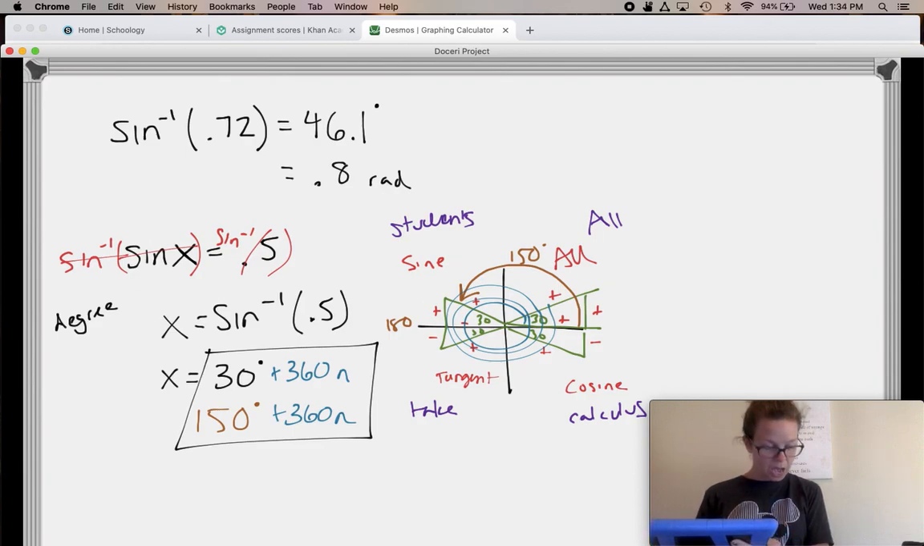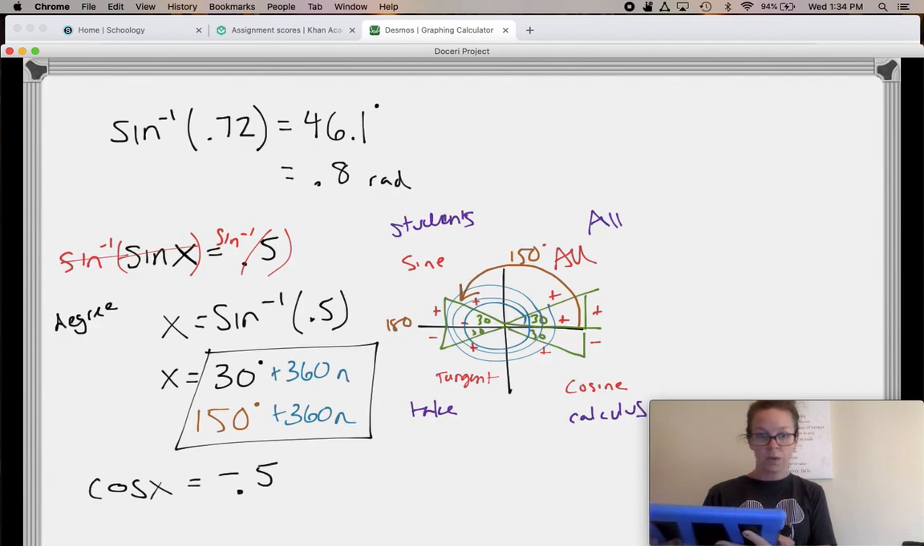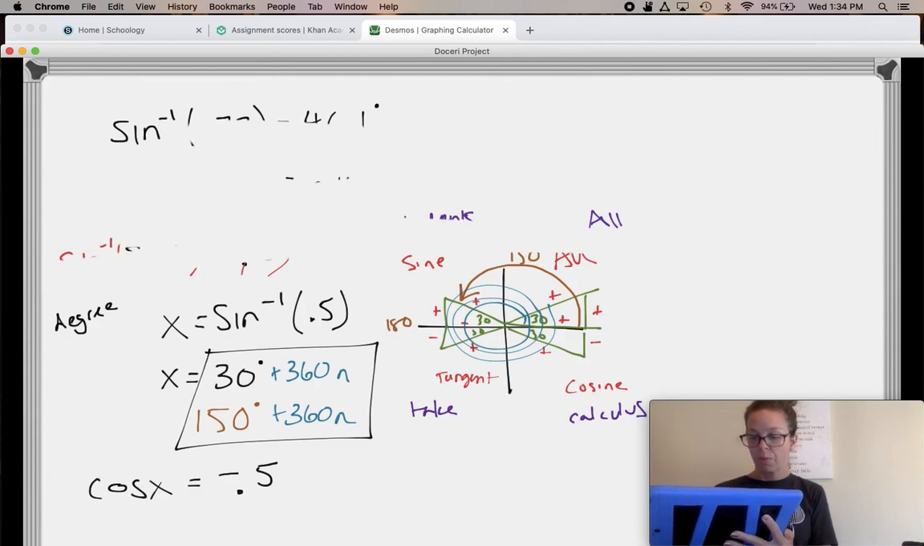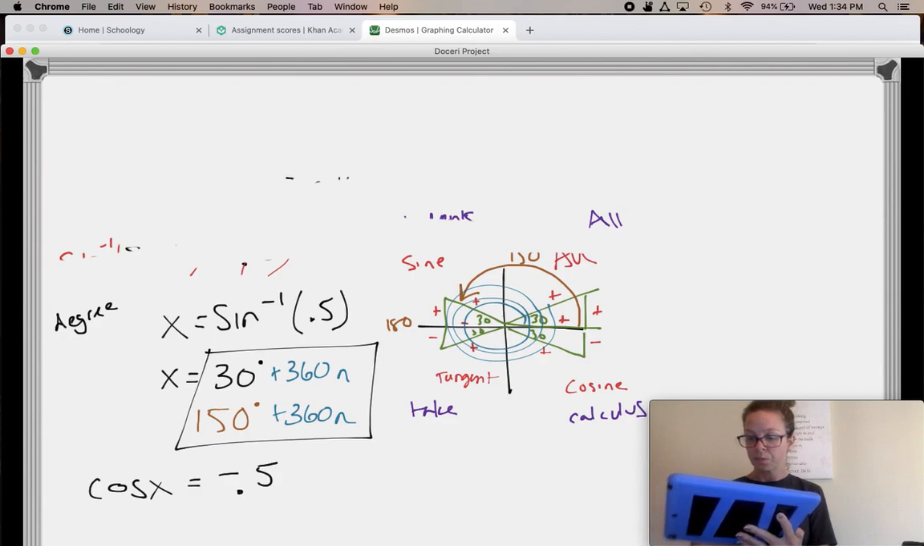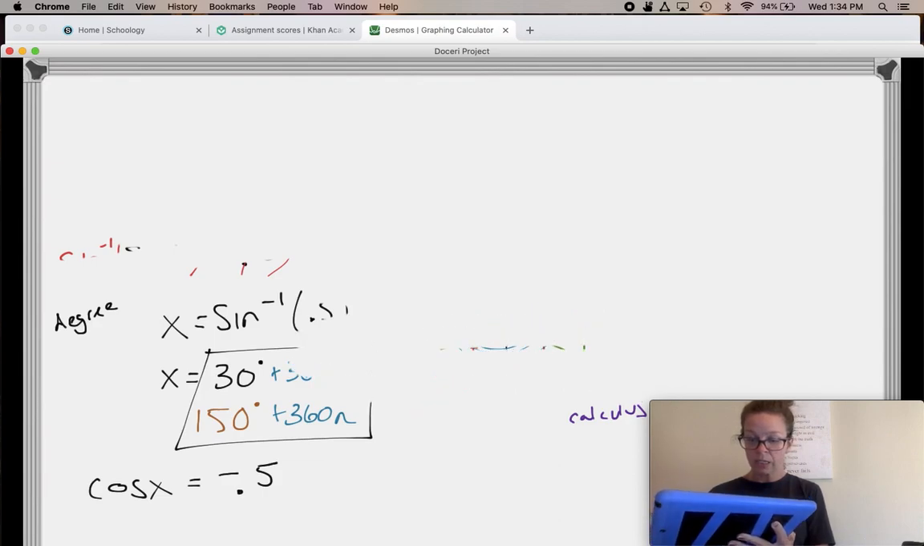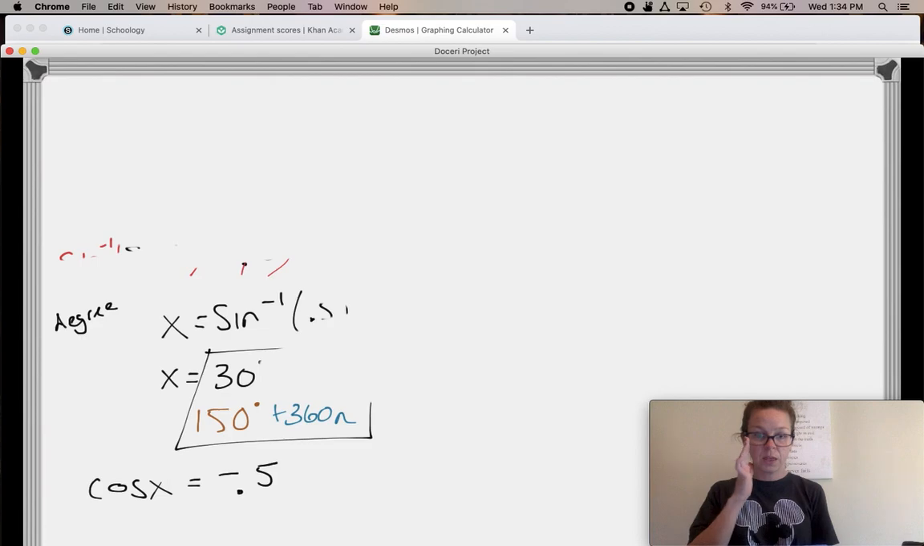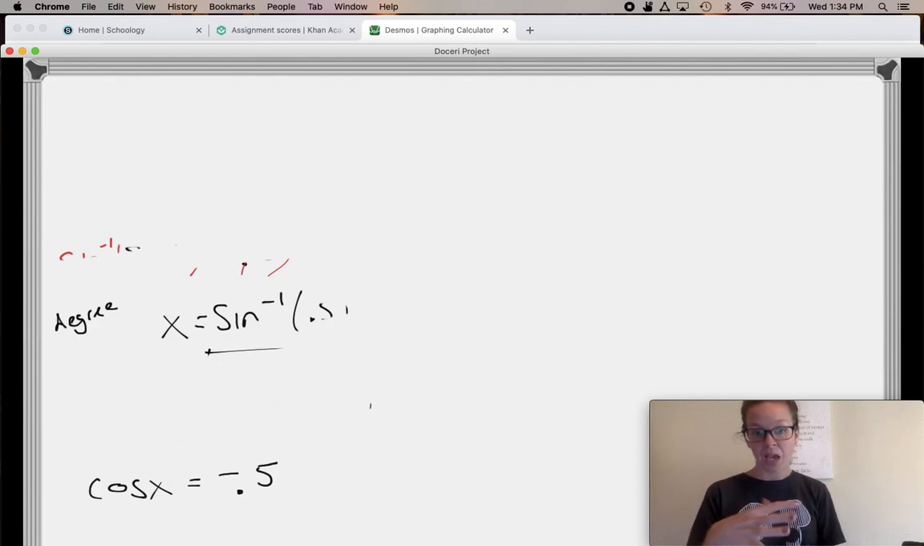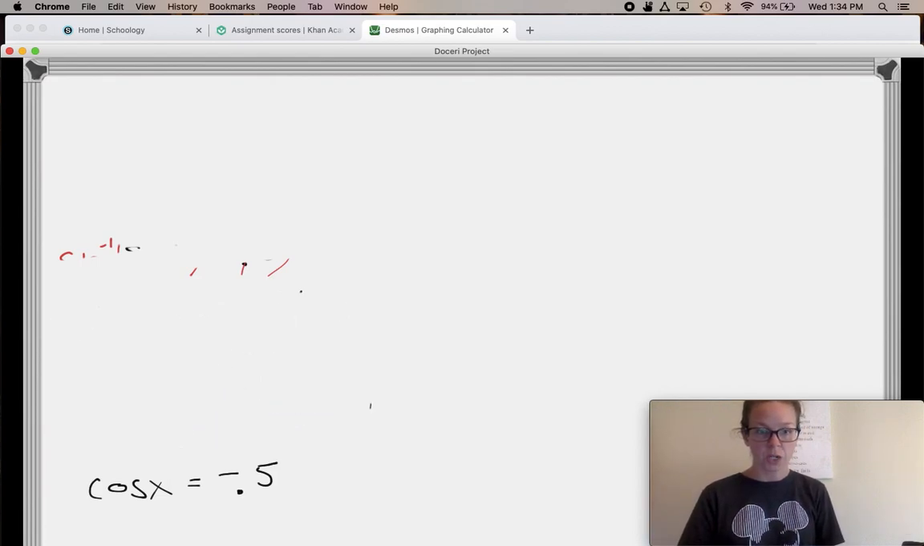We're going to look at the example of cosine of x is equal to negative 0.5. Okay, so we're going to look at cosine of x is equal to negative 0.5 this time. And then you erase all this from our previous problems. And I'm going to show you once again how we would do this by hand using algebra, and then I'll show you how to do it on the graph.